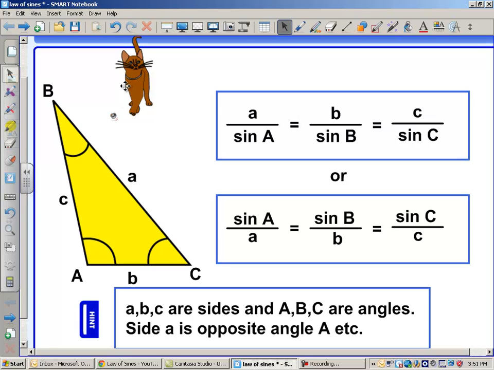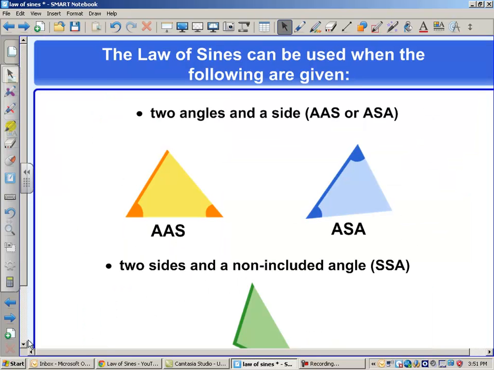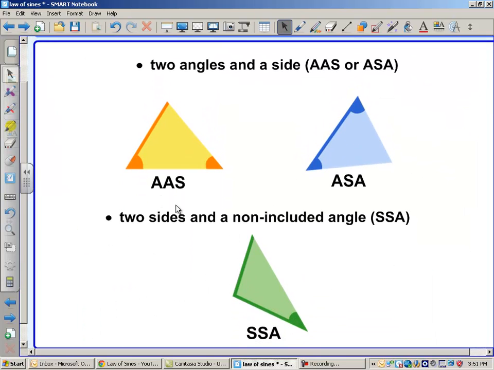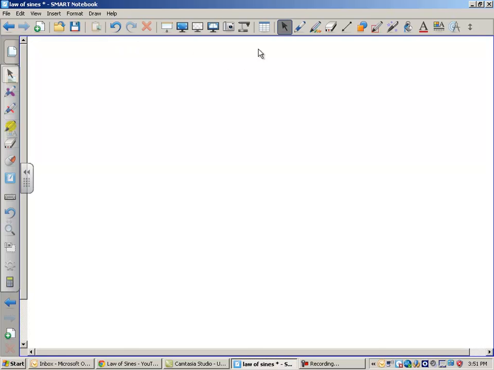So let's take a look at when we can use Law of Sines. Now, we used Law of Cosines before when we had a side angle side triangle. Here we're going to use Law of Sines if we have angle side angle, or side angle angle. Let's take a look at a couple examples, and then I'll let you go.